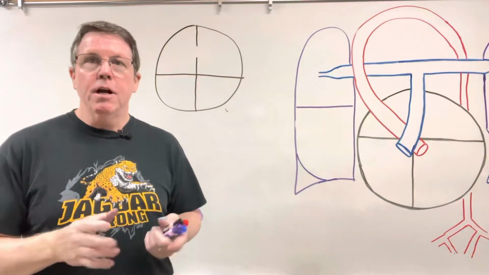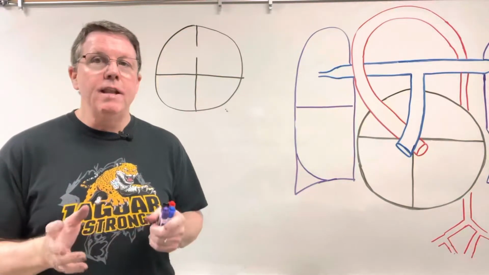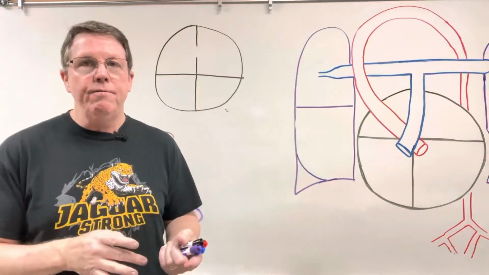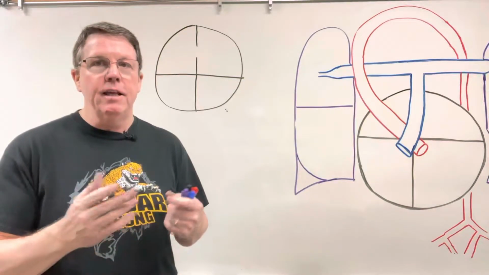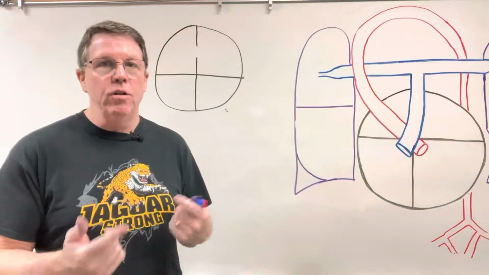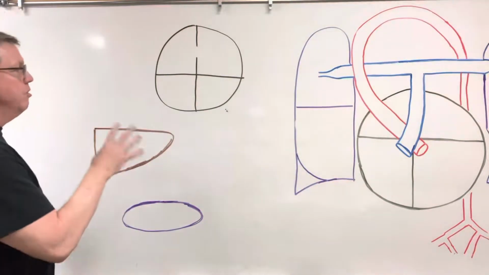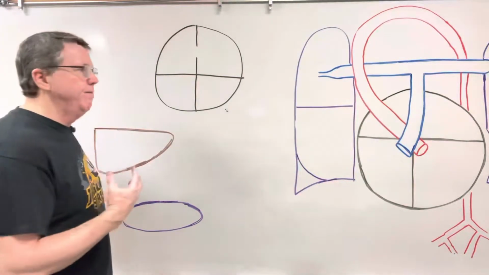Hi everybody, so today we're going to be talking about the ductus arteriosus. Now, the ductus arteriosus normally forms during embryonic development and it closes after the baby is born. So let's go ahead and take a look at this. And the first thing we're going to talk about is just some of the fetal circulation.